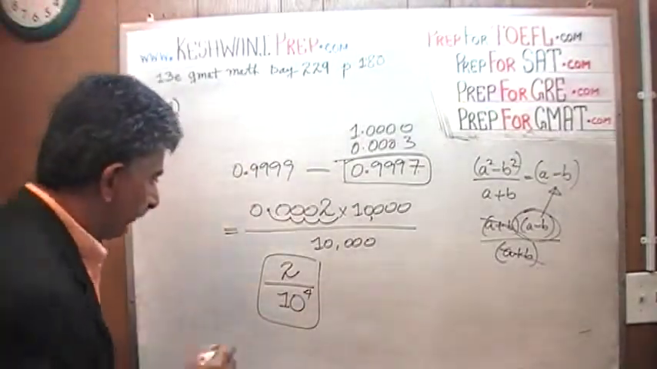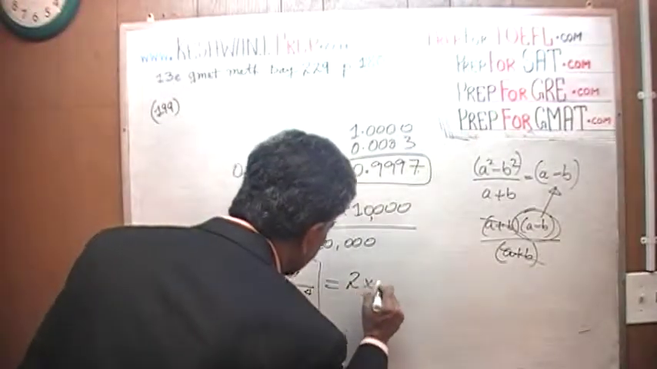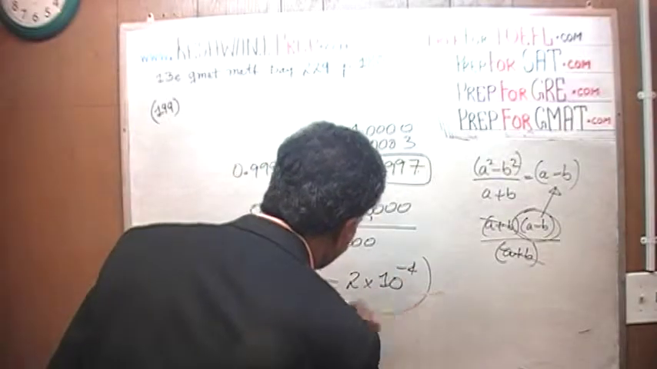We have to go one more step. It's going to be 2 times 10 raised to negative 4.